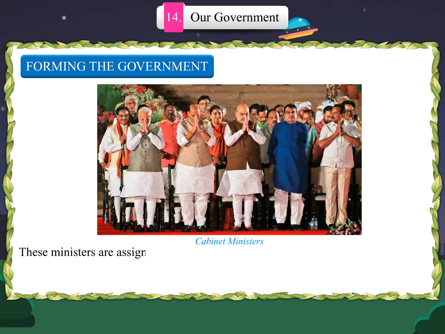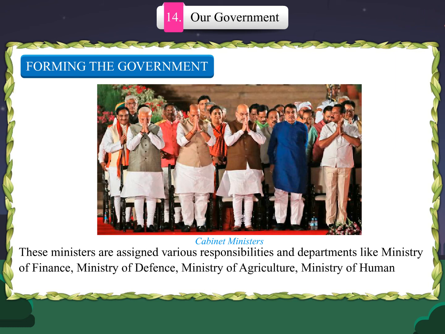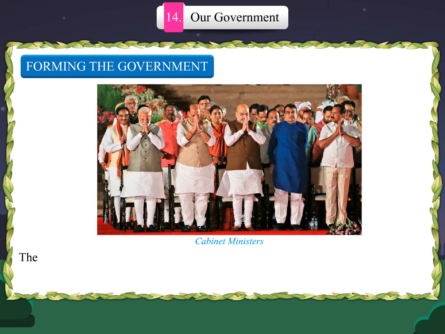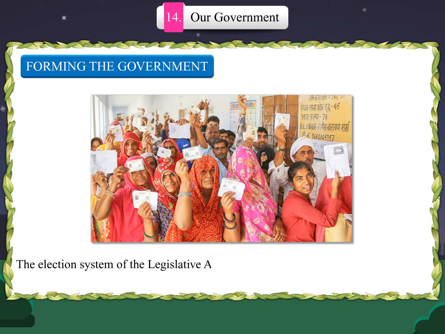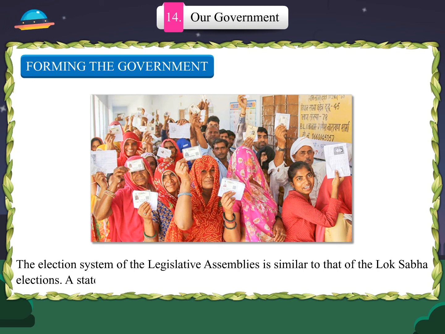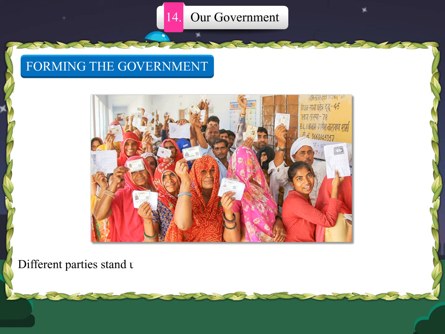These ministers are assigned various responsibilities and departments like Ministry of Finance, Ministry of Defence, Ministry of Agriculture, Ministry of Human Resources, etc. The ministers at the central government have corresponding ministers at the state level. The election system of the legislative assemblies is similar to that of the Lok Sabha elections. A state is also divided into constituencies for the assembly elections. Different parties stand up candidates in these constituencies.